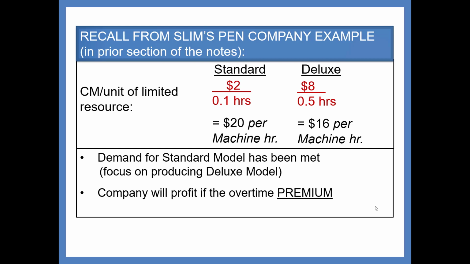All right, so the company will profit if the overtime premium paid to this employee is less than $16 per hour. That's how you need to think about it when you have a constraint, is that if the extra income you can bring in exceeds the extra cost, then it will be a profitable venture.